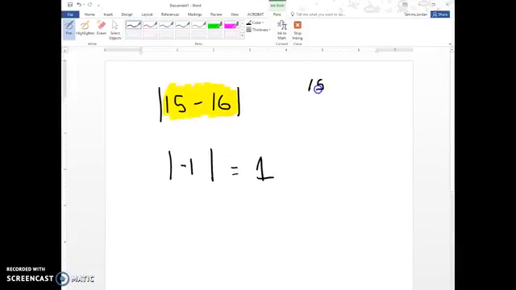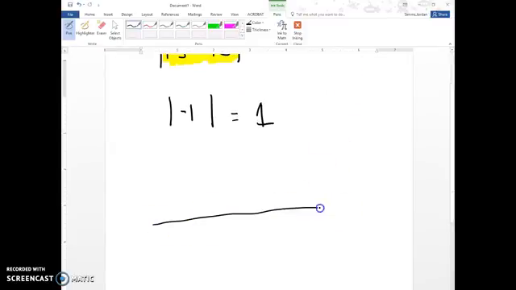Now what we're really talking about is we have 15 and 16, and all of this absolute value stuff is relative to the number line. So here's 0. This isn't to scale, but we have a 15 here and we have a 16 right here. I'll draw kind of big so we can see the difference.